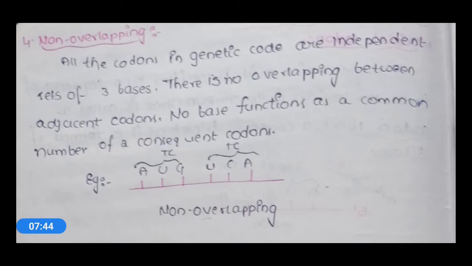Here non-overlapping means all the codons in the genetic code are independent sets. If you see AUG, UCA, here AUG is a separate codon and UCA is a separate codon. We can't read AUG and then the next UGU and GUC in that manner, because this is non-overlapping. Each codon will have its independent expression.